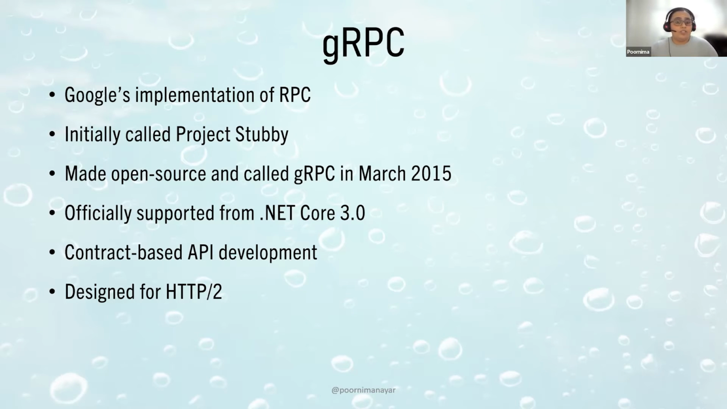And gRPC is designed for HTTP2 and even beyond, because Microsoft, or the .NET implementation of gRPC, is the first one to go back with the proposal of how it should work together with HTTP3 features.